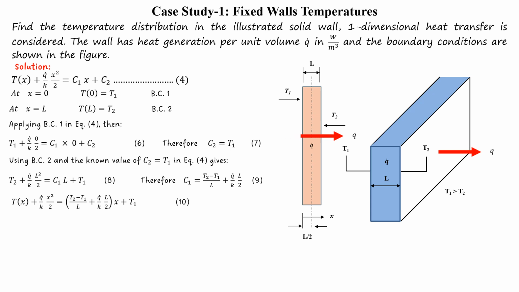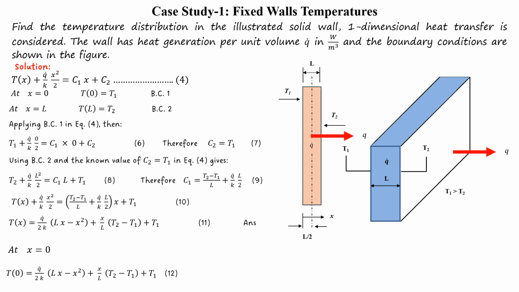If we substitute these values of C1 and C2 in the general form of equation 4, then the temperature distribution is shown as T of x plus Q dot divided by K times x squared divided by 2 equal to the right-hand side, in terms of the given values of T1, T2, and other properties of the wall. So the final form is represented by equation 11. We have to prove that this equation is correct.